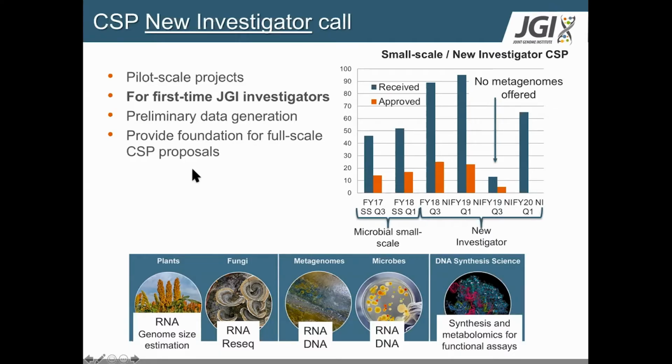However, unlike the large-scale CSP, not all of the products are available under the new investigator call. It's limited to the subset that I've shown before. So it still allows you to do the metagenomics, the metatranscriptomics, both for isolates, for microbiomes, and also the DNA synthesis and metabolomics product line is offered through the new investigator call.